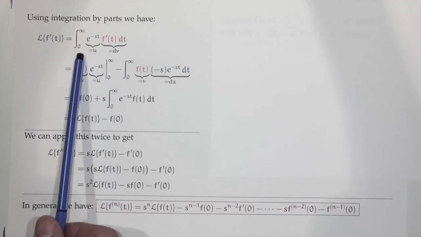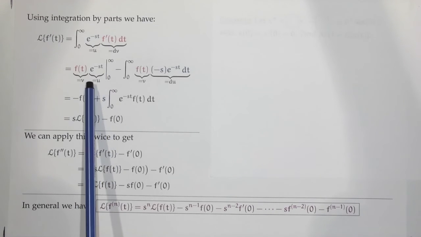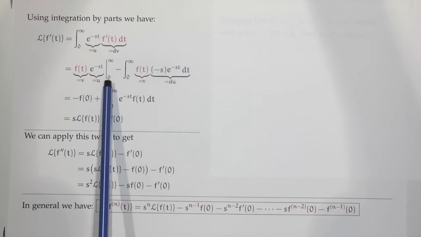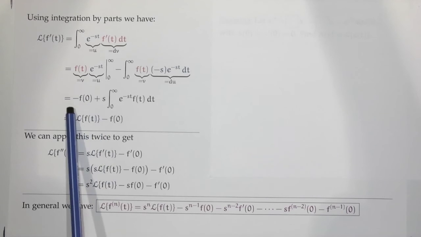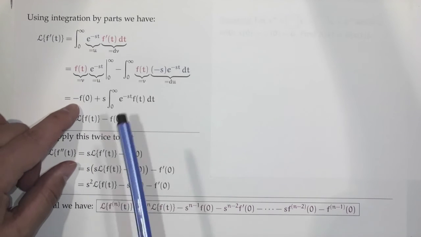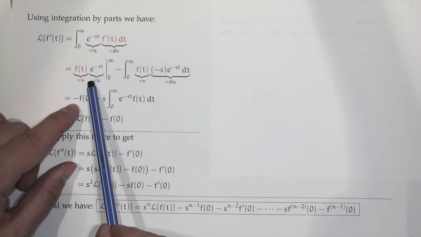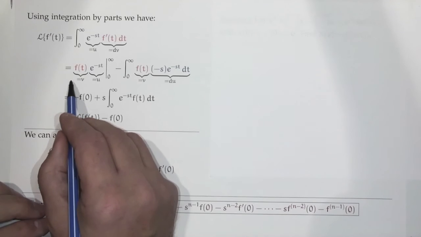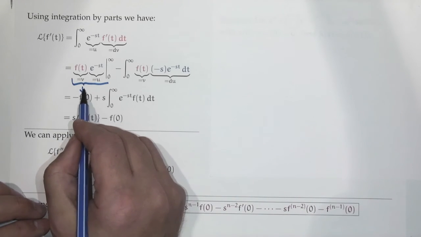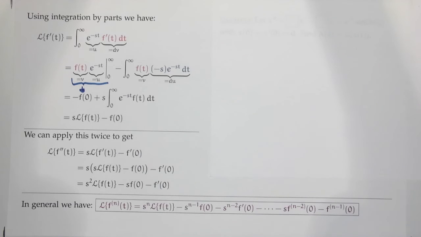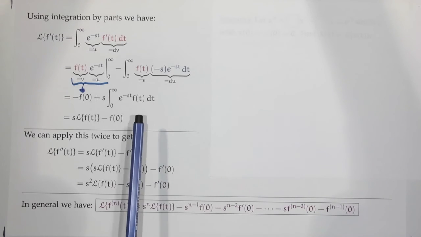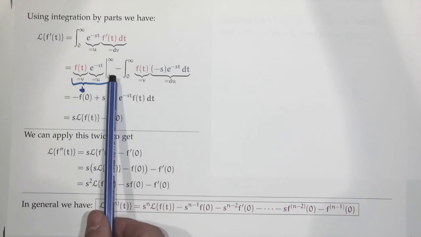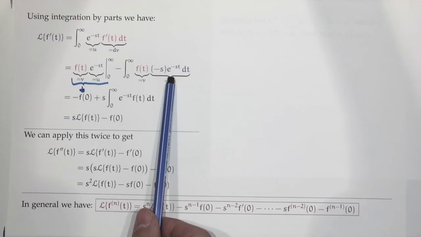Well, we can evaluate from 0 to infinity because as you go to infinity, the exponential term drives everything down to 0. Then when you plug in 0, you get your f of 0. So that's where your f of 0 is. The minus is because you subtract plugging in 0. So that's the first part. Now the second part says what? Well, we had an s and a minus s that comes out, so that's where the plus s is coming from. And then we have our e to the minus st f of t dt.